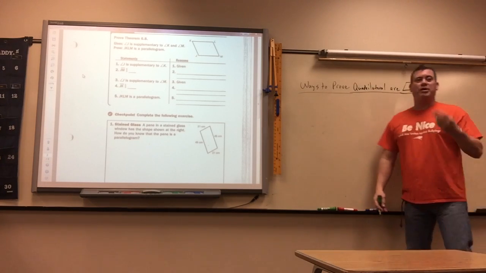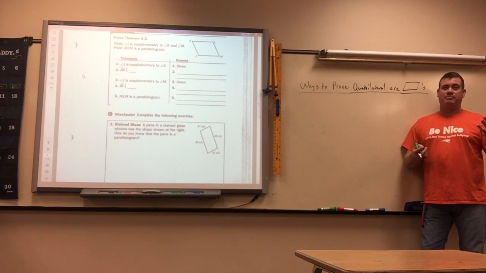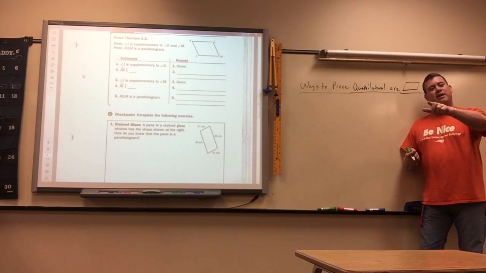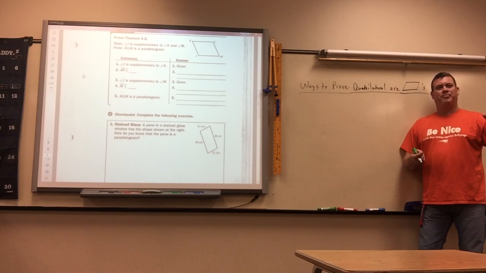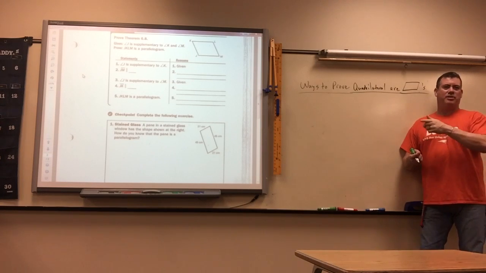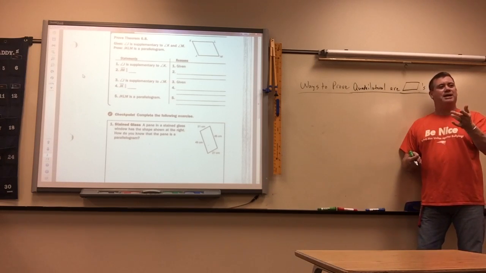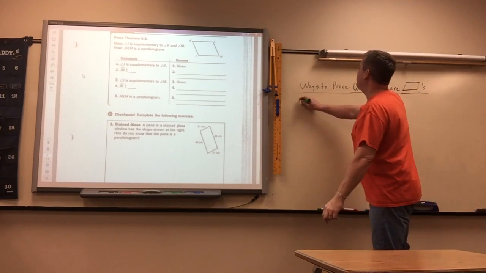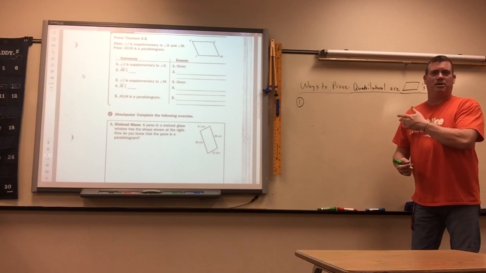So, we already know from yesterday's lesson, what are 4 things that are true in a parallelogram? Consecutive angles are supplementary. Alternate interior angles are congruent. Diagonals bisect each other. Opposite angles are congruent. And opposite sides are parallel and opposite sides are congruent. So that's actually 5 reasons. So, if any one of those 5 is true, then it means it's a parallelogram.